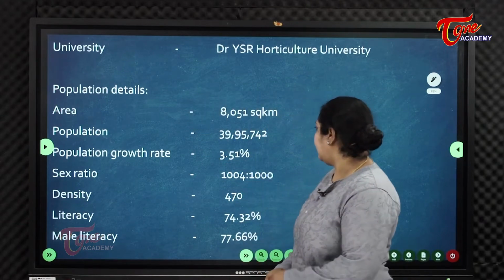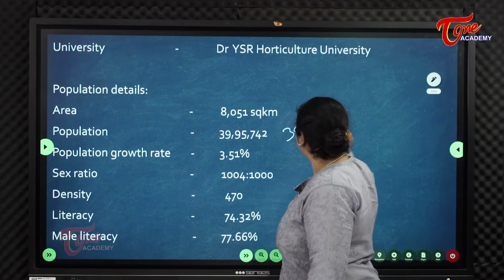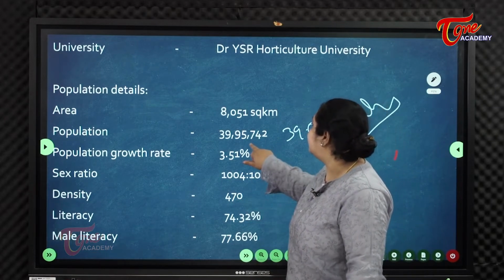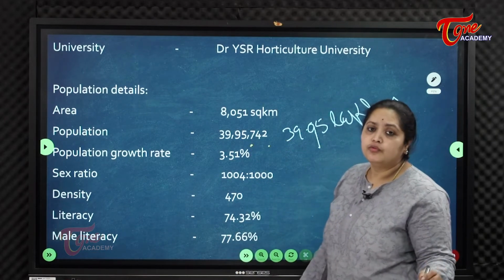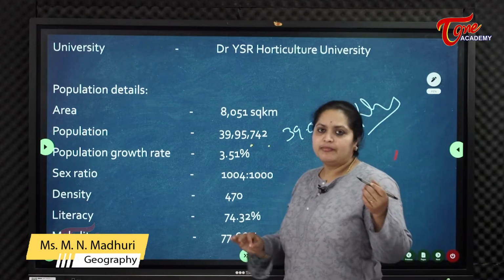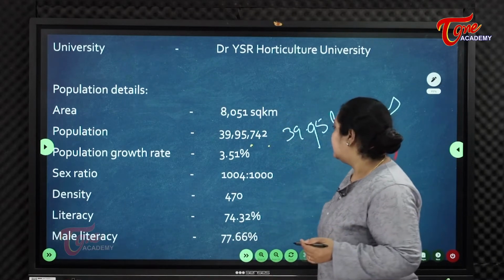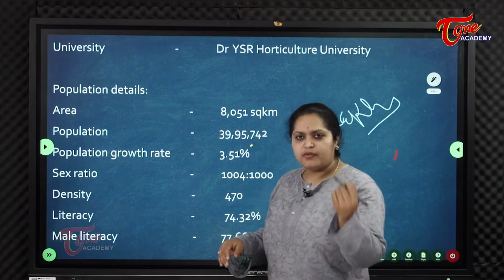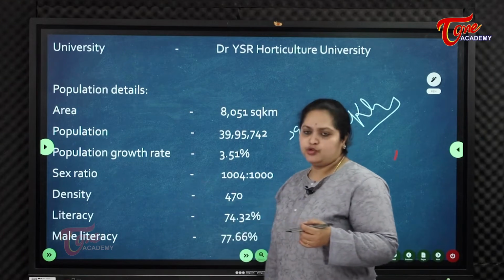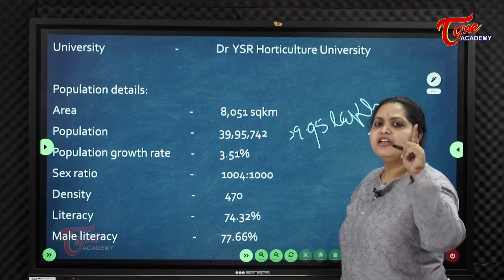Population, 39.95 lakhs. It means 39 lakhs 95,742. 39.95 lakhs is the total population of West Godavari. Next, population growth rate. 3.51%. It is a very minimum percentage. Sex ratio, 1004 females per every 1000 men.